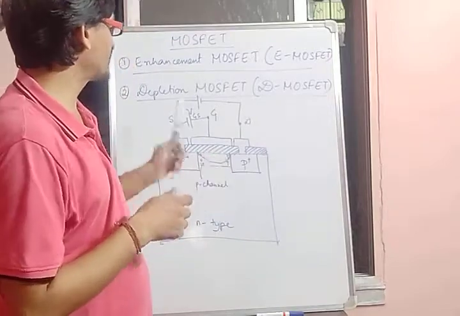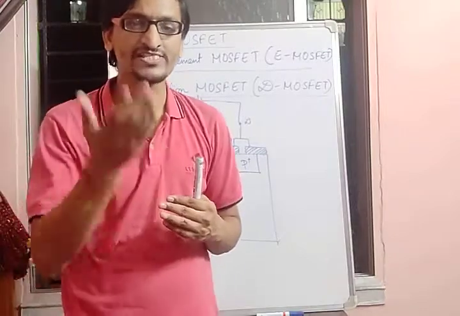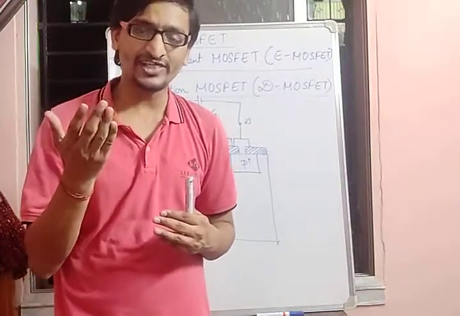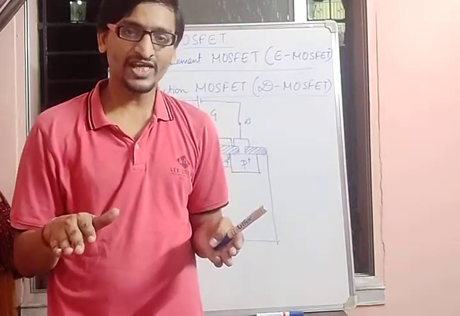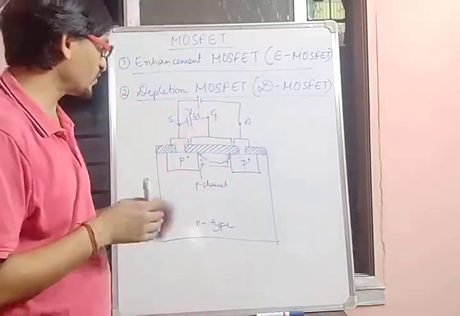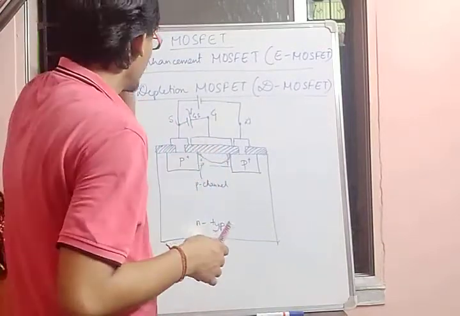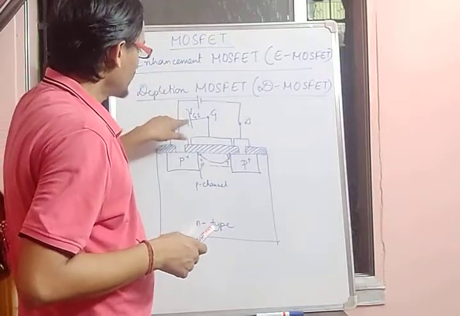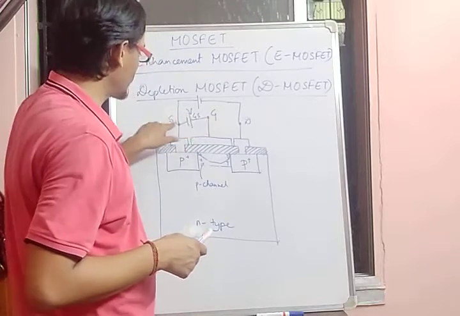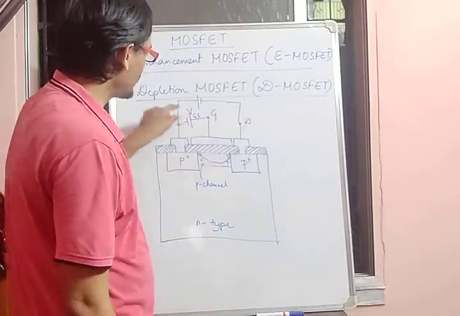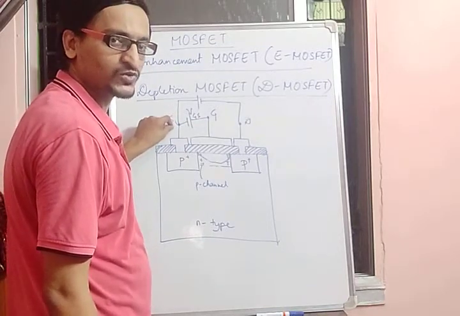So for that reason, it is basically called depletion MOSFET. In case of depletion MOSFET, as you increase the gate voltage, the conductivity of the channel reduces because its width gets reduced. Now you see here, in this case the gate terminal is positive with respect to source and drain is negative with respect to source.